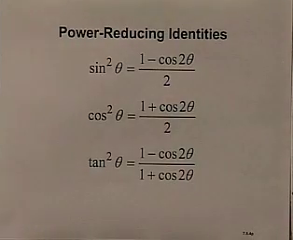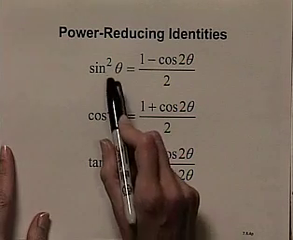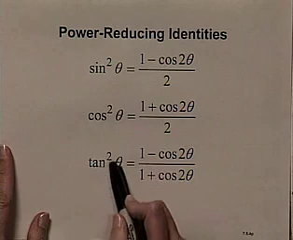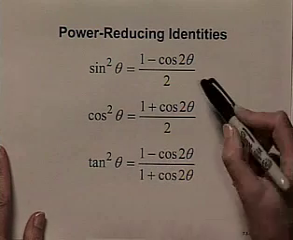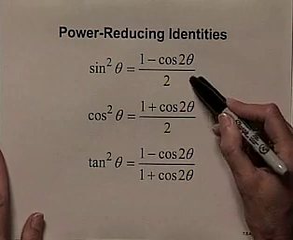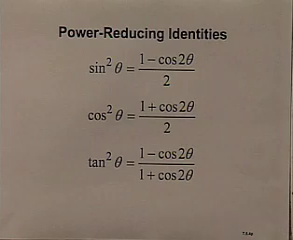Now next, let's look at our power-reducing identities. We have 3. Sine squared theta is equal to 1 minus cosine 2 theta divided by 2. Cosine squared theta equals 1 plus cosine 2 theta divided by 2. And tangent squared theta equals 1 minus cosine 2 theta divided by 1 plus cosine 2 theta. Notice that they're called power reducing because we start off with a trig function squared, and then we're able to rewrite it so that we do not end up having a squaring in the expression.